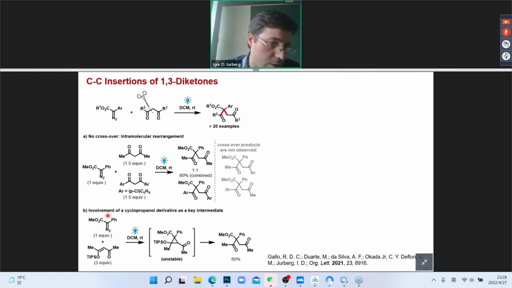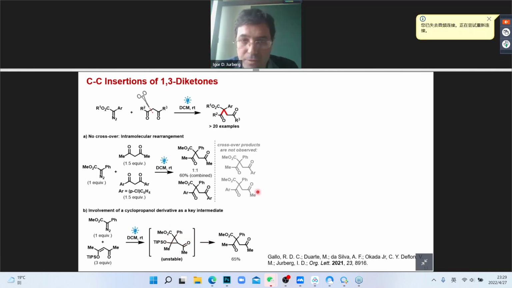We also investigated the reaction of aryldiazoacetates with silyl enol ethers, attempting to isolate this sort of cyclopropane that we think is involved in these transformations. However, this compound showed to be unstable and we could only recover the final product. So this supports our mechanism, but we have not been able to isolate it.